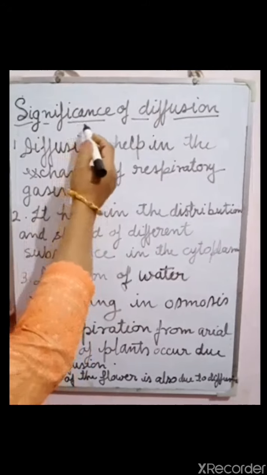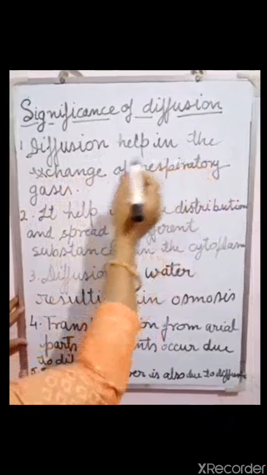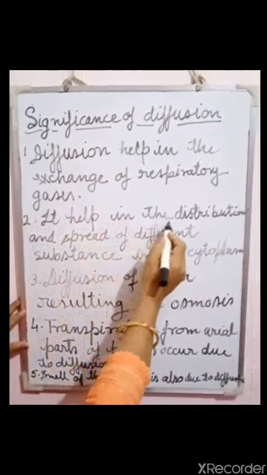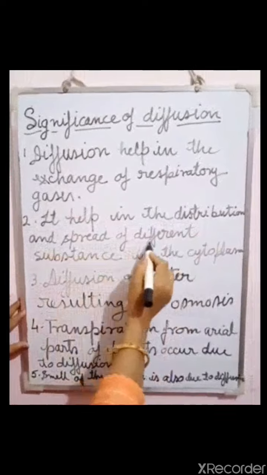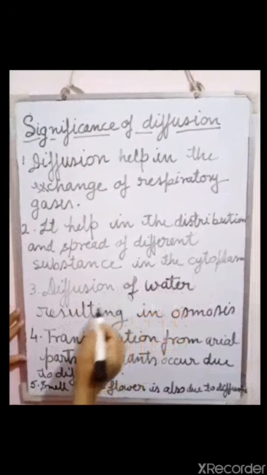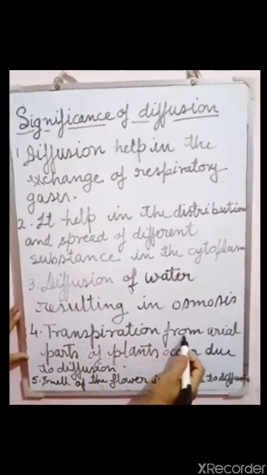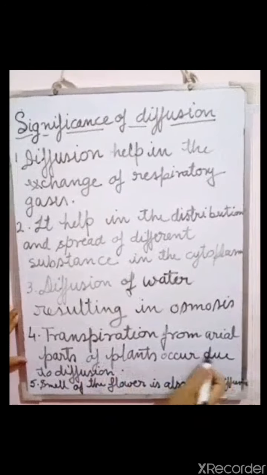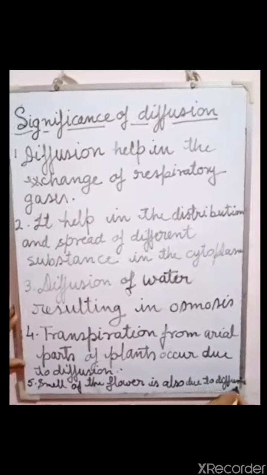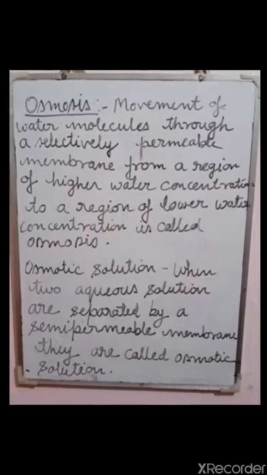Now come to the topic, significance of diffusion. First, diffusion helps in the exchange of respiratory gases. Second, it helps in the distribution and spread of different substances in the cytoplasm. Diffusion of water results in osmosis. In plants, transpiration from the aerial parts occurs due to diffusion, and the smell of a flower is also due to diffusion. So this is about diffusion and its significance.